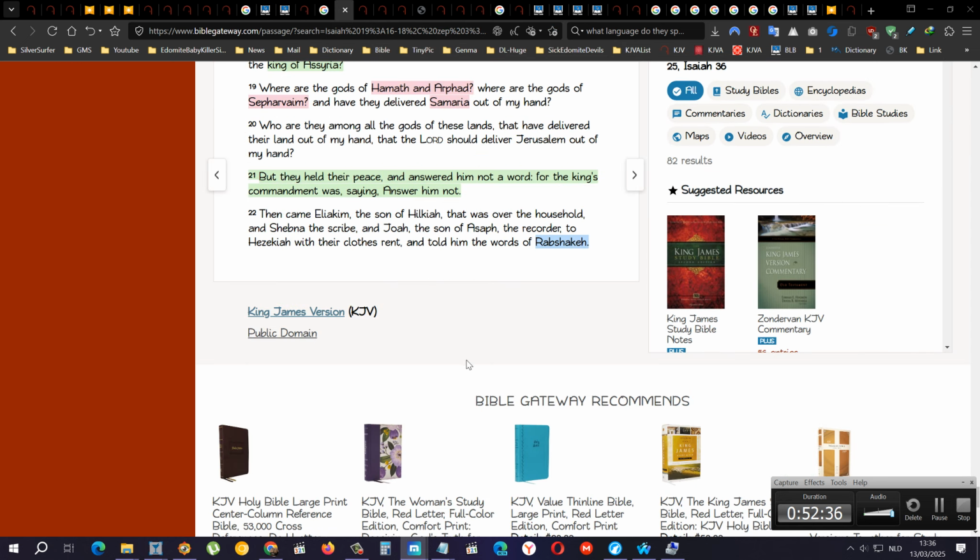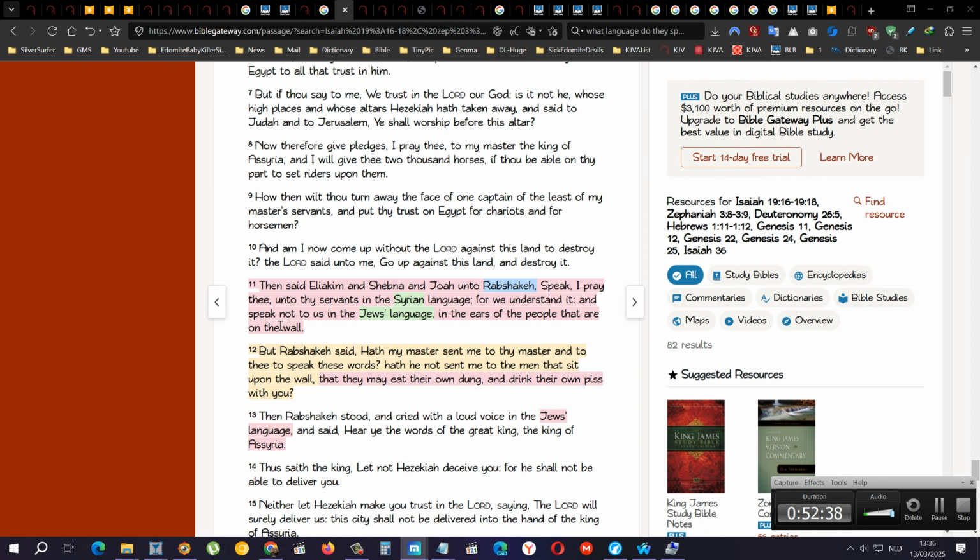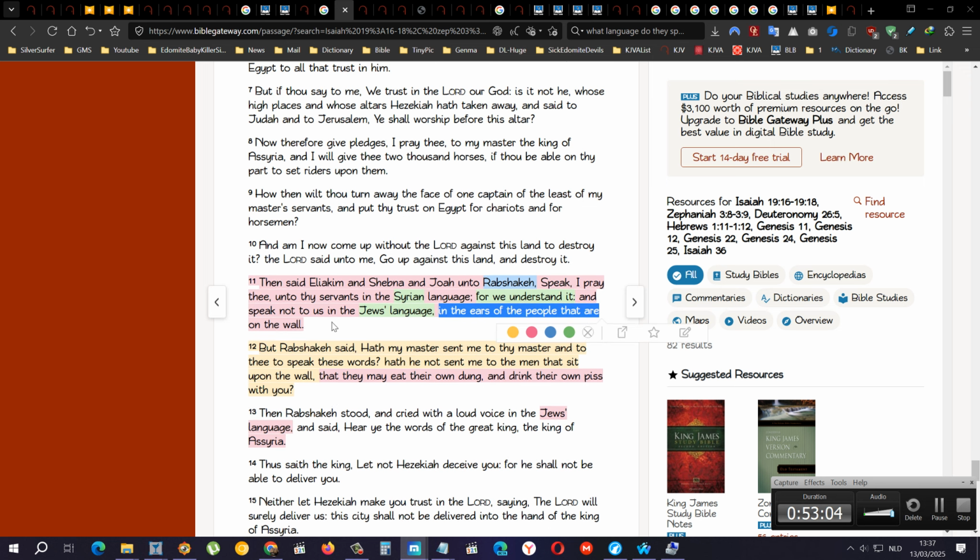Isaiah 36:11. Then said Eliakim and Shebna and Joah unto Rabshakeh, Speak, I pray thee, unto thy servants in the Aram language, for we understand it. And speak not to us in the Jews' language, in the ears of the people that are on the wall.